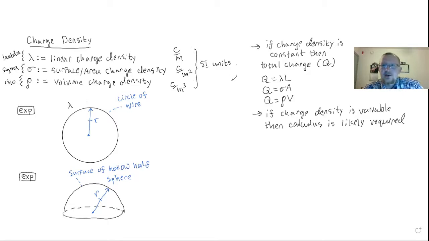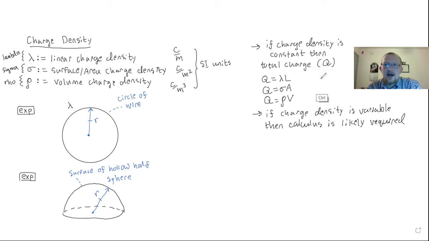All right. If the charge density is constant, then the total charge for each of these three examples, which I'm going to indicate with big Q, is found as follows. For a linear charge density, you find the total charge on the line or curve by taking lambda, the linear charge density, times the total length of the line or curve. Unit-wise, lambda is coulombs per meter and total length is meters, so the meters cancel and you end up with coulombs.